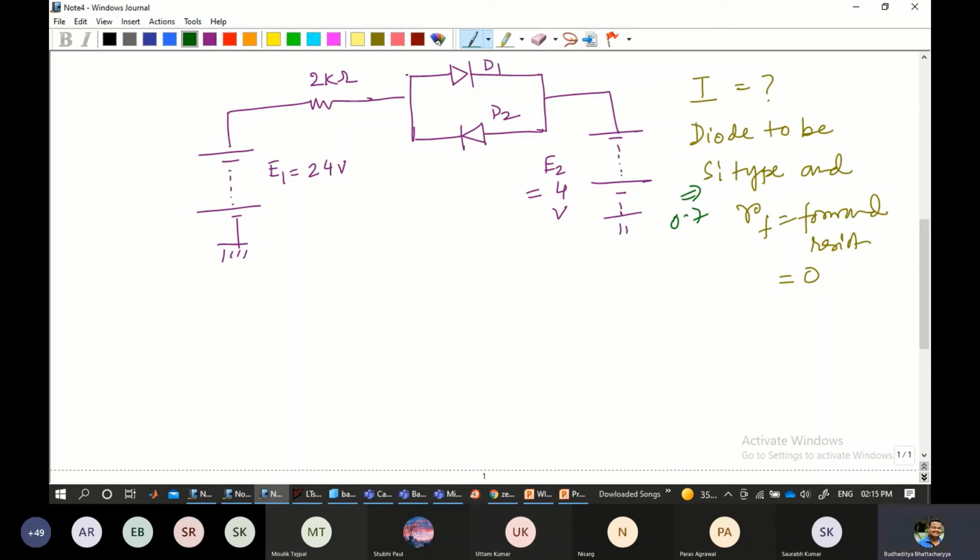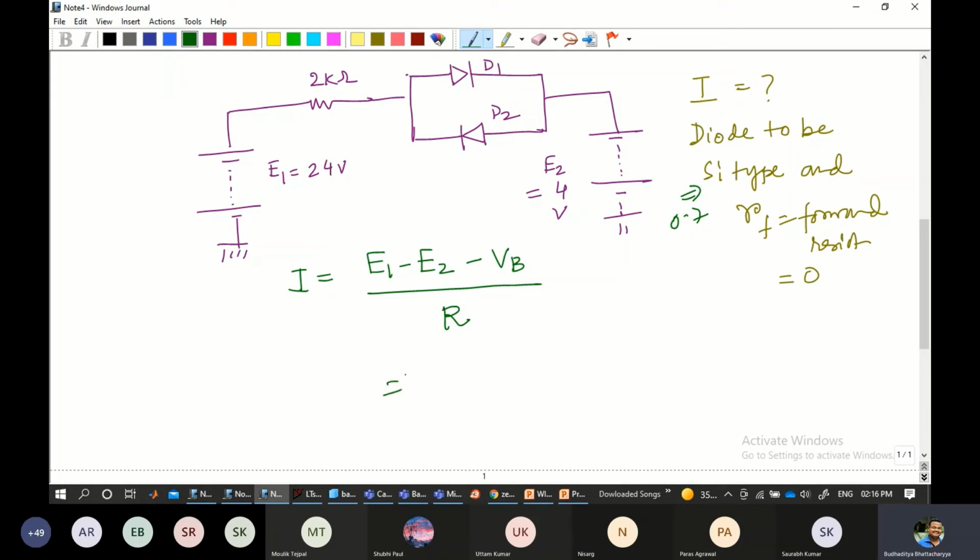All right, so the circuit current will flow through D1, and nothing will come through D2, since it's a reverse bias condition. So ideally, the circuit current will be the net resultant voltage, E1 minus E2 minus the breakdown voltage, divided by the total resistance which is being offered, which is 2k. Why is it 2k? Because the internal resistance is supposed to be 0, so that's why we have considered it to be 0.